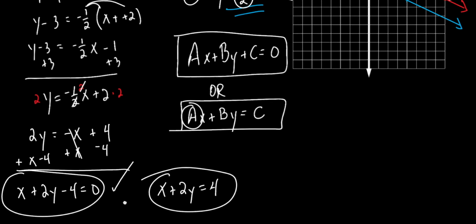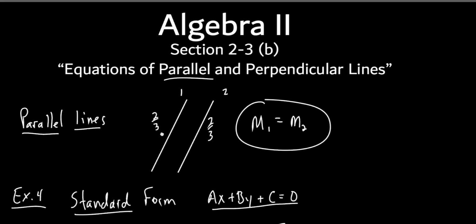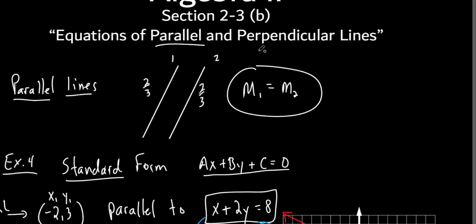We good? Now what do you think we're going to do? Perpendicular. Now, there is a relationship between two lines that are perpendicular.